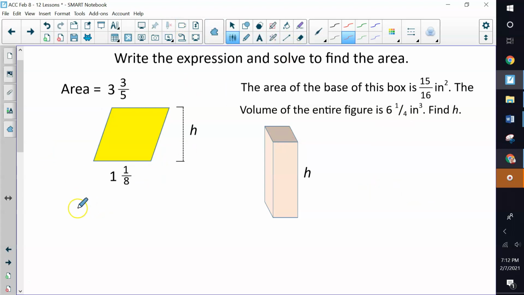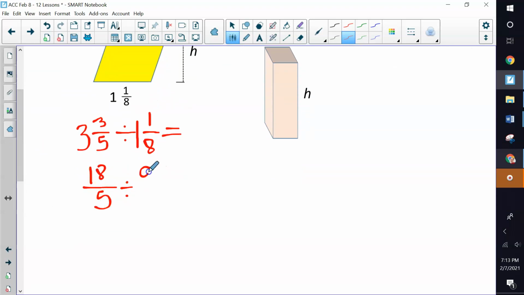All right, let's work this through here. 3 3/5. We would use division to find the missing factor, because to find the area of a parallelogram, it's base times height. Remember, parallelograms do not get multiplied by half. Those are only triangles and trapezoids. So let's just work this out just like we did in our warm-up.